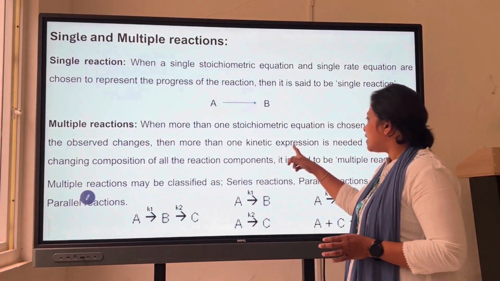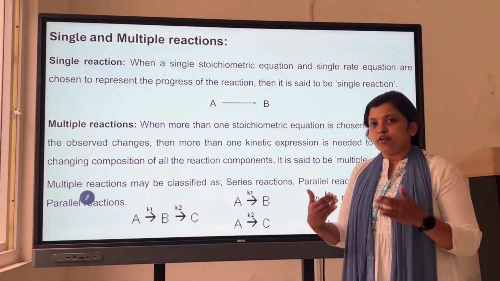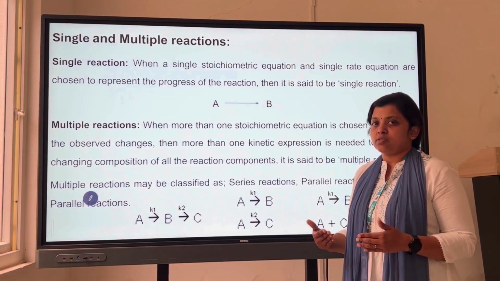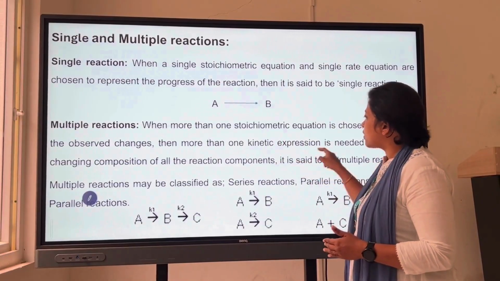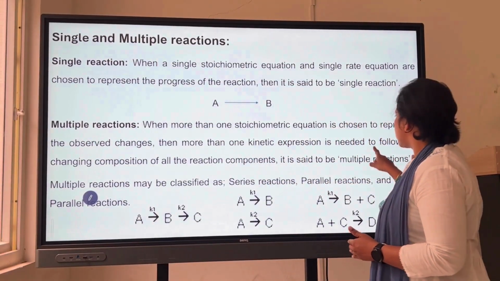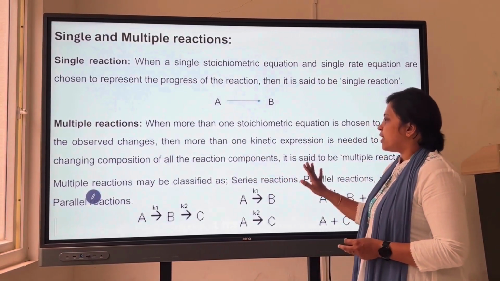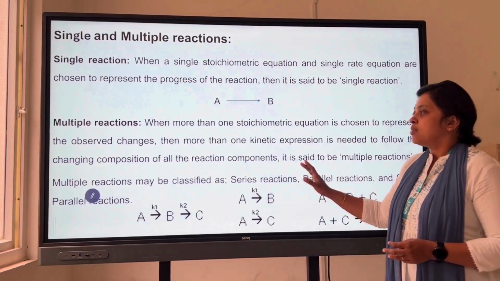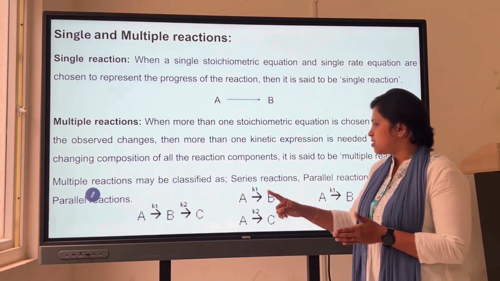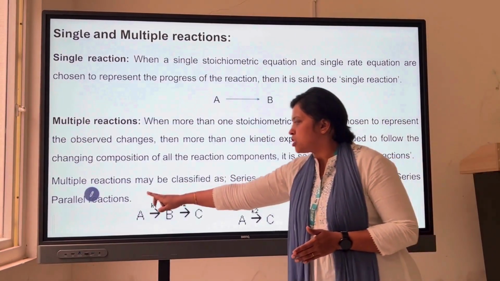Then more than one kinetic expression is here. In later classes we will discuss what the rate equation is and what the factors affecting the rate of reactions are, and those things come under the kinetic expressions. If more than one kinetic expression is needed to follow the changing composition of all the reaction components, then it is said to be a multiple reaction. Multiple reactions can again be divided into three more types: series reactions, parallel reactions, and series parallel reactions.